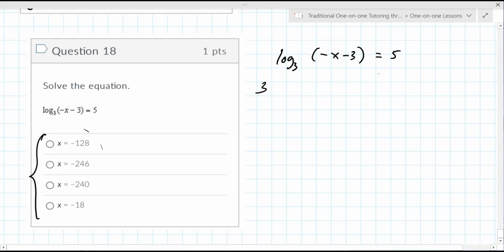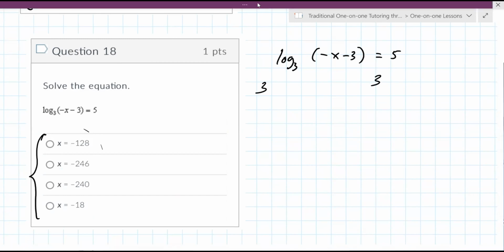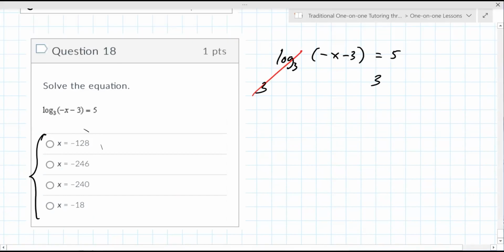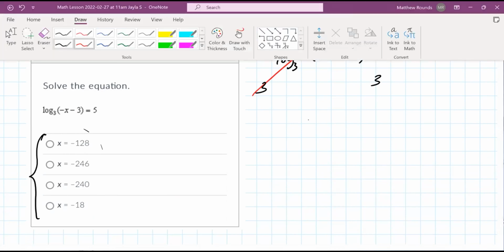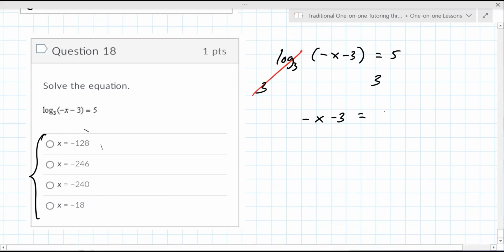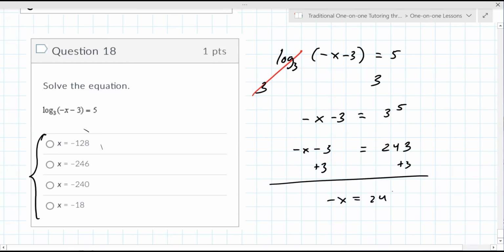Yeah. So if you raise both sides using a base of 3 on the left, you remember this from earlier problems, those just cancel. So it becomes negative x minus 3 equals 3 to the 5th. Now, what is 3 to the 5th? You've got a calculator. It is 243. Okay. And then you can add 3 to both sides. So you get negative x equals 246. And then you negate both sides, negative 246. Yeah. All right.